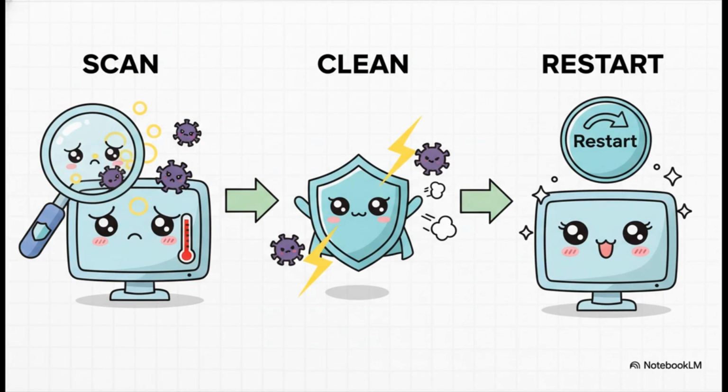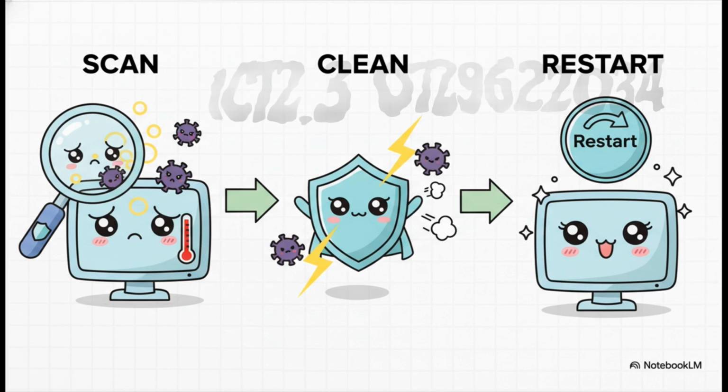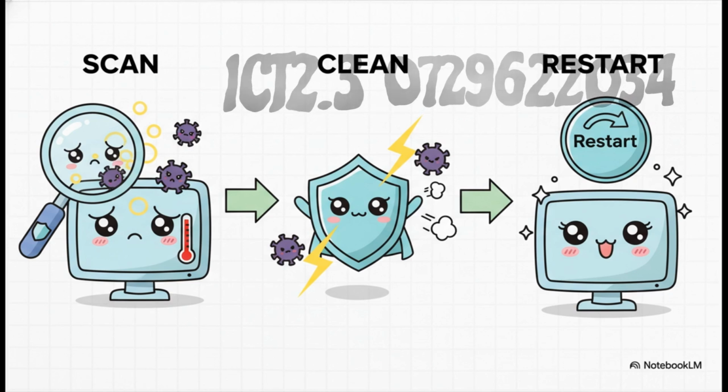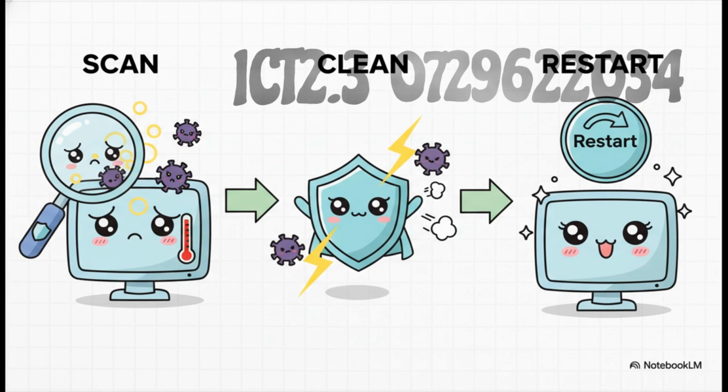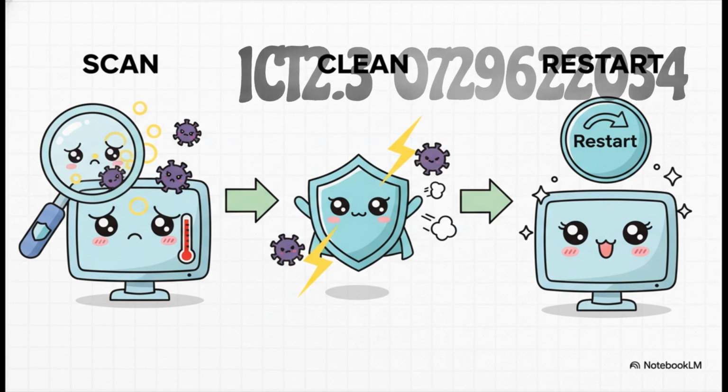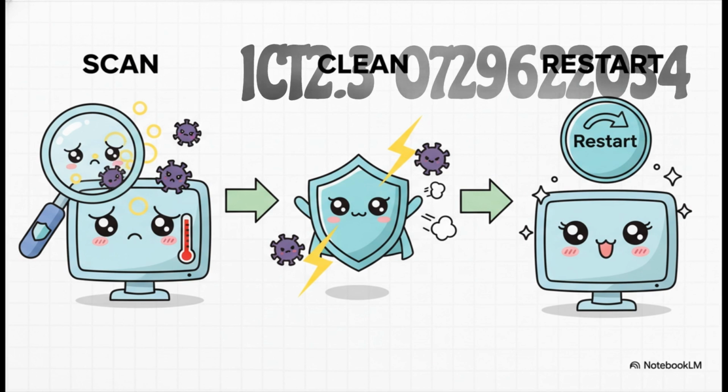So, what do you do if you think you have one? The solution is straightforward, but it is absolutely vital. If your computer is acting strangely and none of the other fixes have worked, run a full, deep scan with a good antivirus program. Let it clean up anything it finds. And then, this part's crucial, give your computer a full restart.